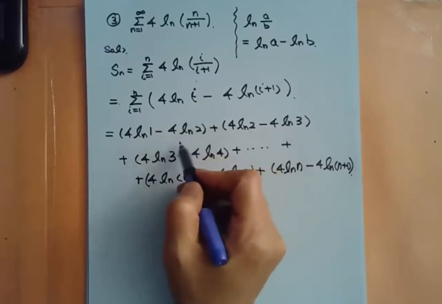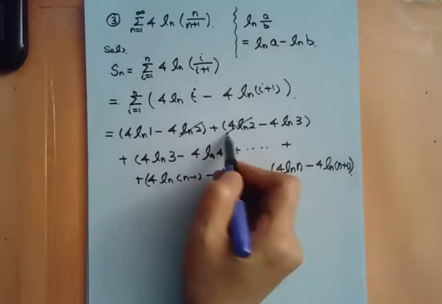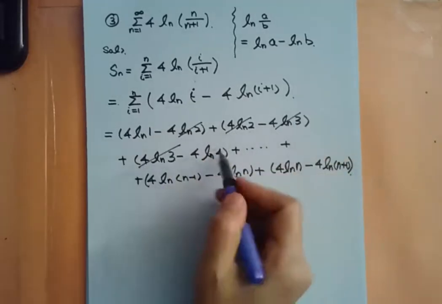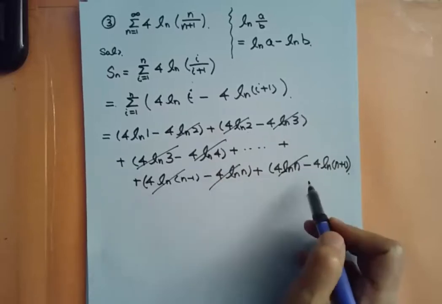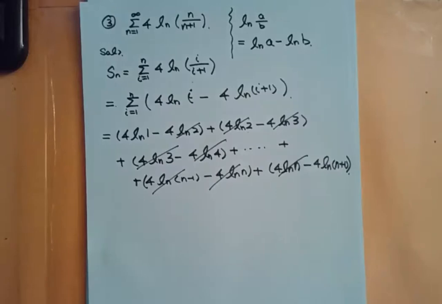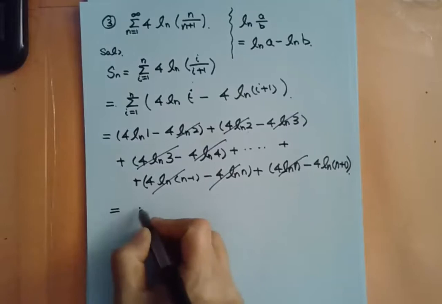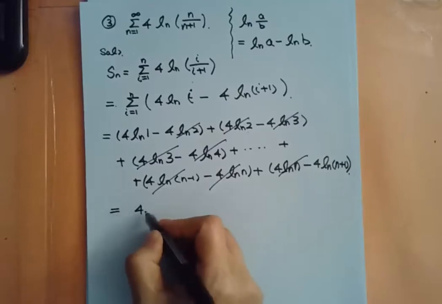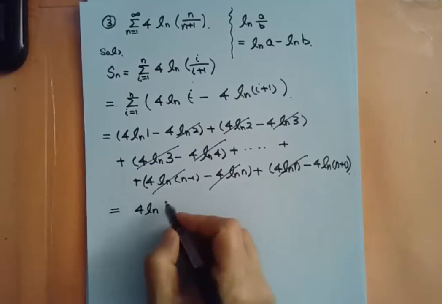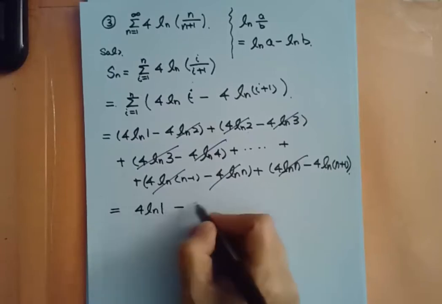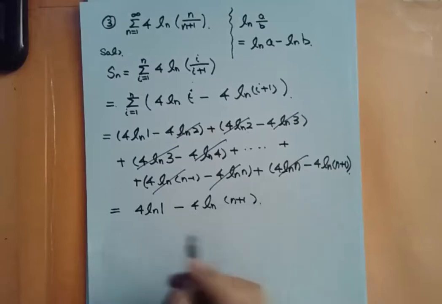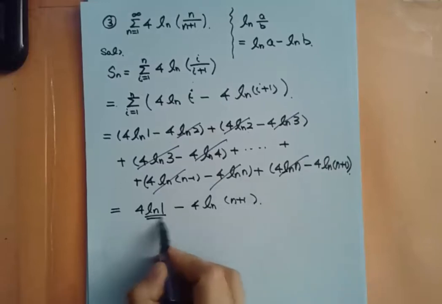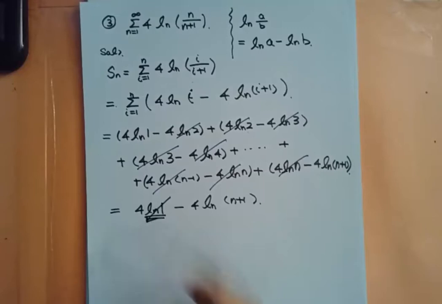And so what we observe is adjacent terms cancel each other, right? And so everything will cancel up to here. So the remaining terms will be just the two terms, first one and the last one. 4 natural log of 1 minus 4 natural log of n plus 1. So natural log of 1 equals 0, so this term vanishes.